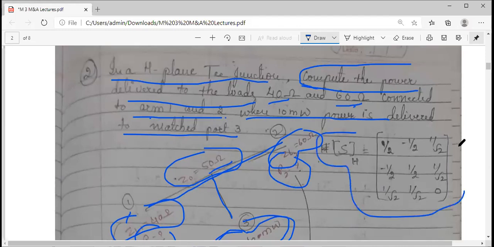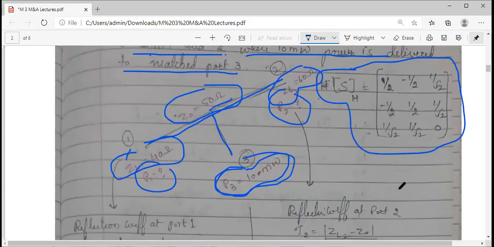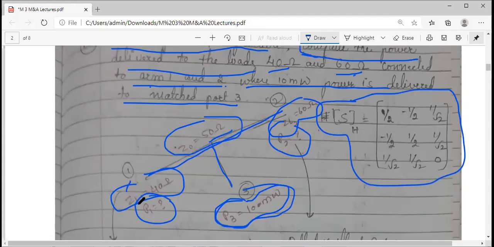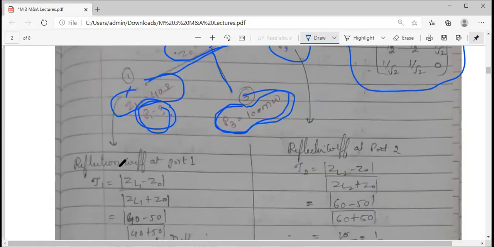Here again I have written the S matrix. Probably we don't require it, but I need to tell you something, so I have written it here. Now coming to the calculation, how to find these ports, these powers at port 1 and port 2. I will make use of the reflection coefficient analysis the way we have already studied this in module 1. What is the reflection coefficient? Tau is equal to ZL minus Z0 by ZL plus Z0.